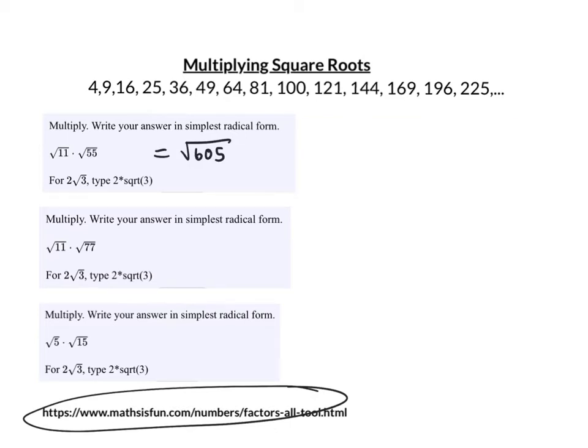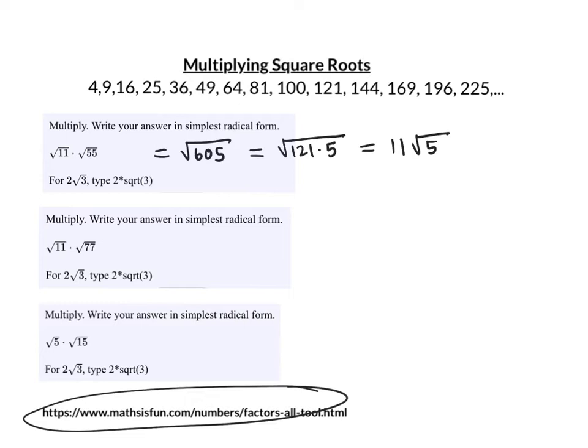Now that we know that 121 is our perfect square, we can rewrite 605 as 121 times something. So we'll go to our calculator and go 605 divided by 121, and we see that it's 5. 605 is 121 times 5. 121 on our list here is a perfect square. Square root of 121 is 11, so this is 11 root 5.